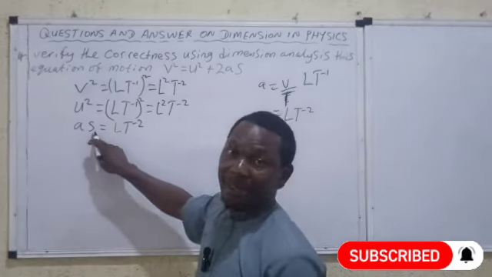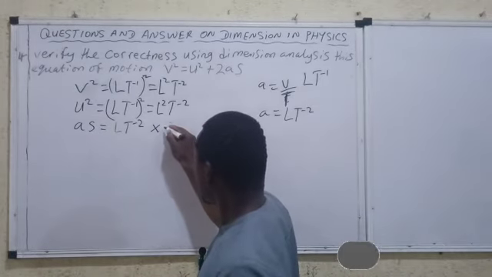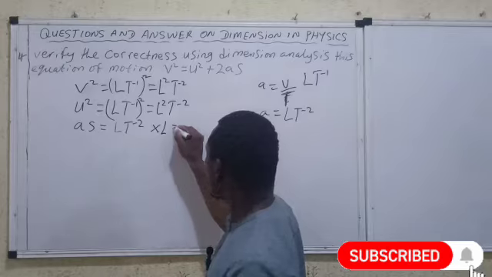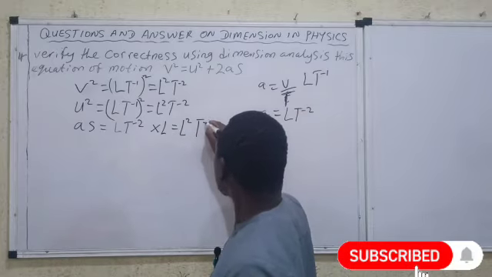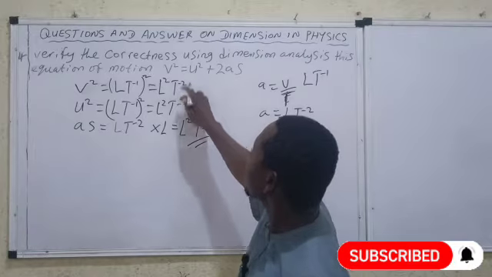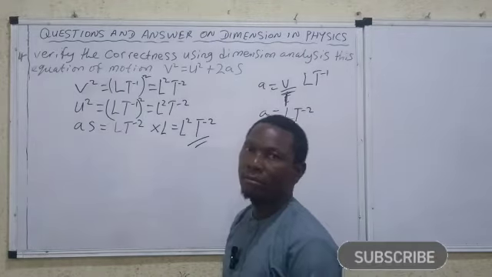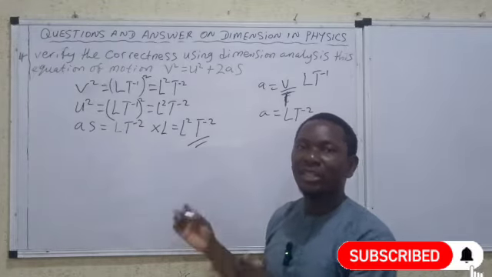What about s? s is distance, right? Times L. What's our final answer? L times a is L squared t negative 2. So we realize that all have the same dimension. So it's actually dimensionally correct.